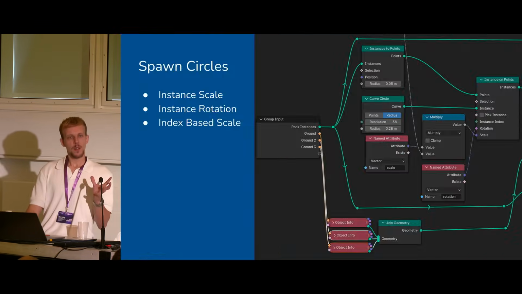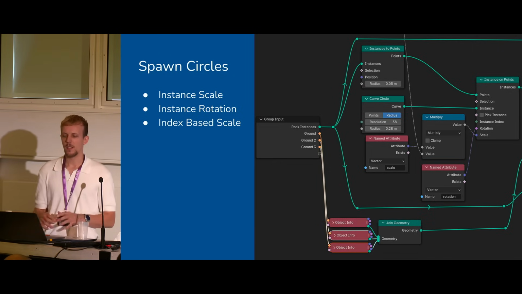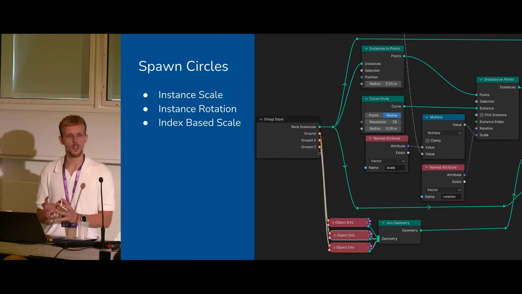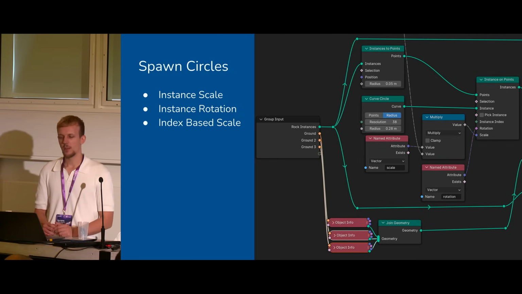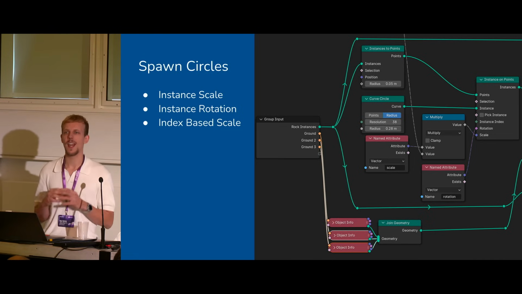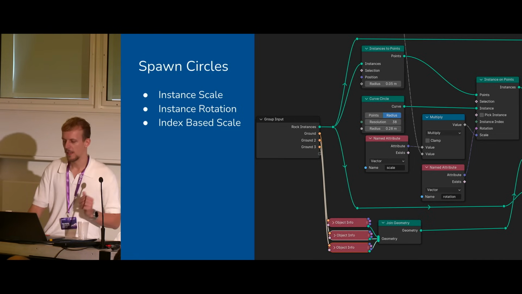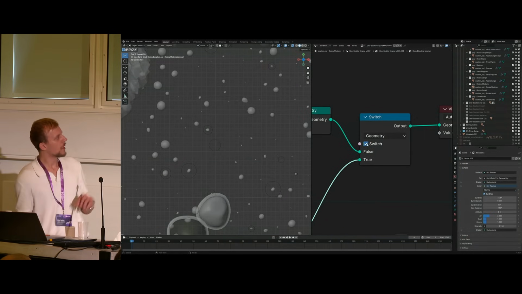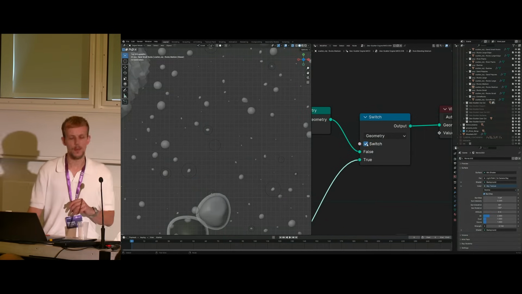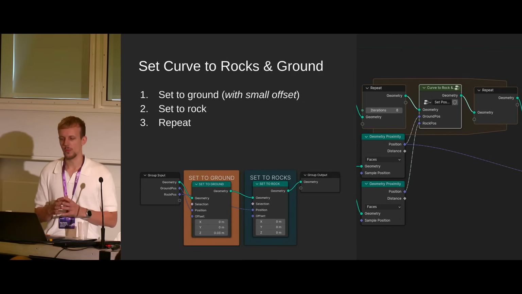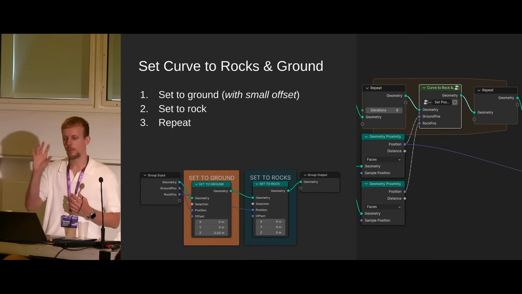So we did this by spawning instances on the points, right? Spawning circles on the rock points, the instance points, and giving them the same scale and rotation as the instances they have to blend with, right? So here's how that looks. I hope you can see the circles. I think so. So we add those circles at the rocks, and then we just set that curve to the rocks and to the ground, and we repeat over this, right?